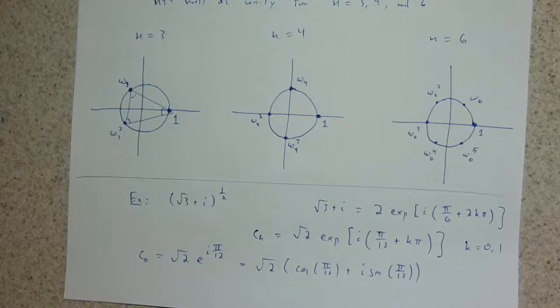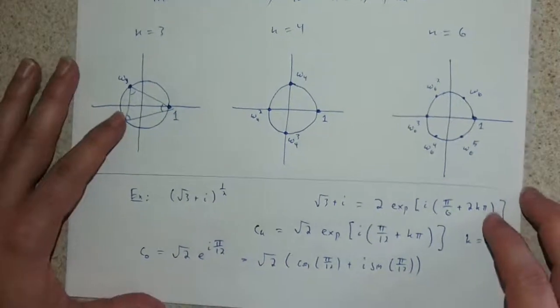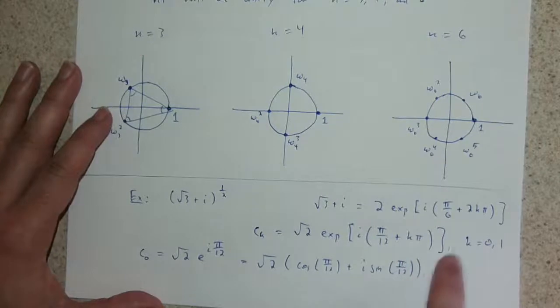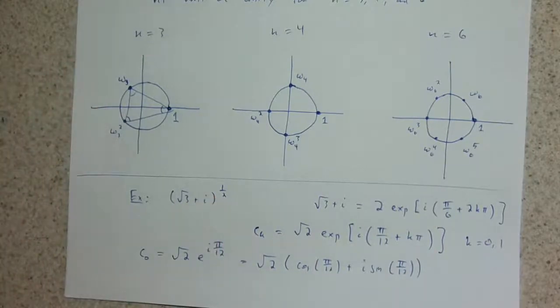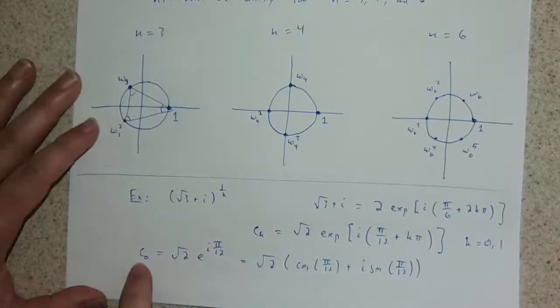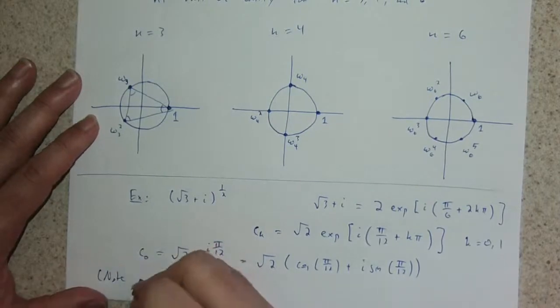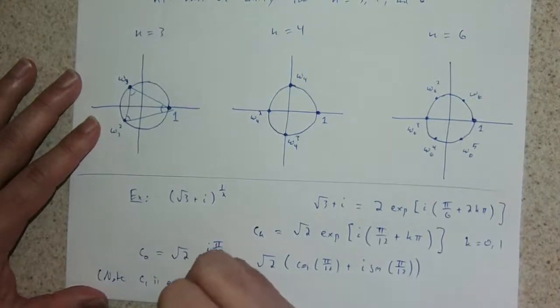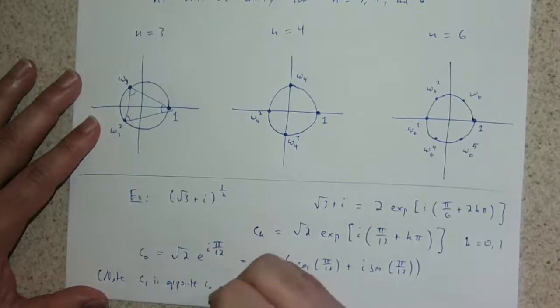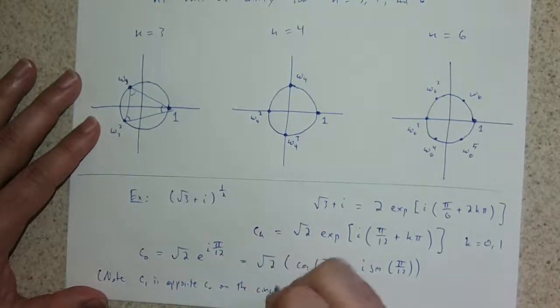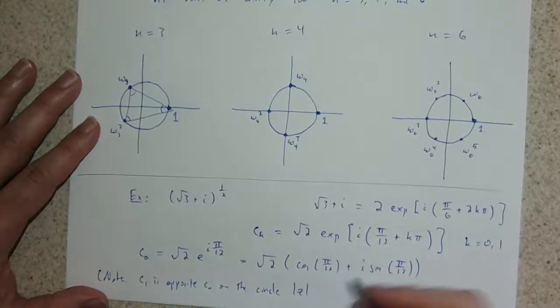And then c sub 1, of course, if I'm finding square roots here, once I find c naught, then c sub 1 is easy to find because it's exactly on the opposite side of that circle. So note that c sub 1 is opposite c naught on the circle. The modulus of z is root 2.